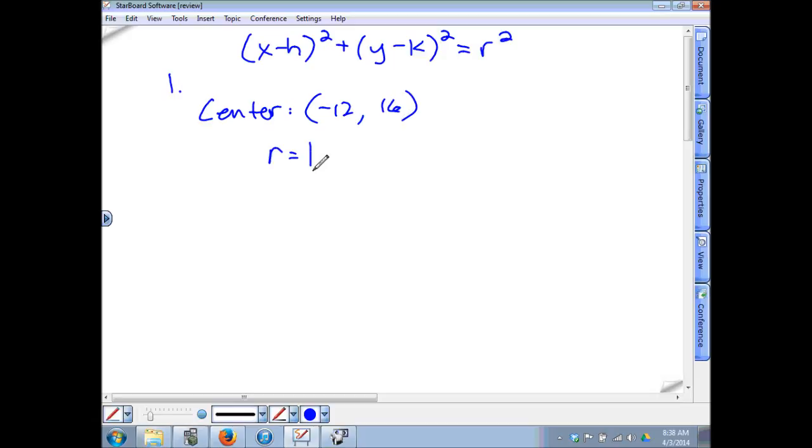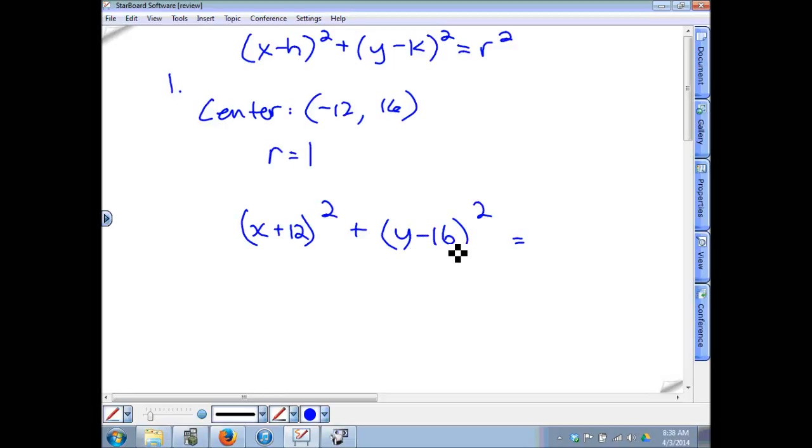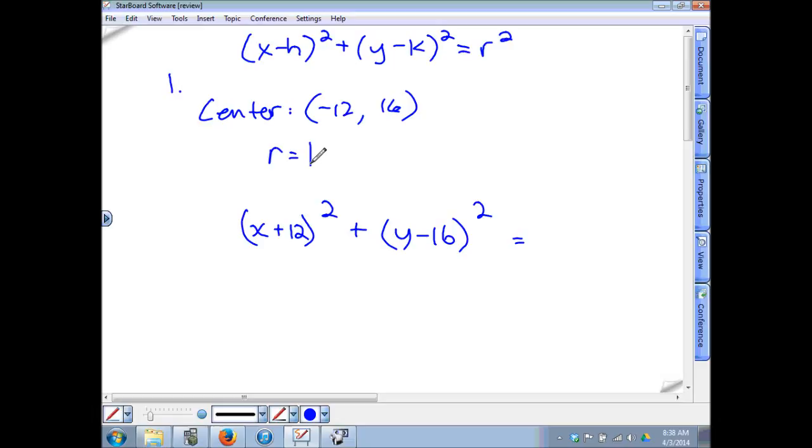You've now got to write an equation in this form right here. So something squared plus something squared equals something over there. What's it going to be? Now hold on there. X. Why is it plus? It's opposite. Yeah. If it's a minus here, it's got to be opposite in the parentheses. That means here it's going to be y minus 16. Now you square the radius. But 1 squared is still 1.